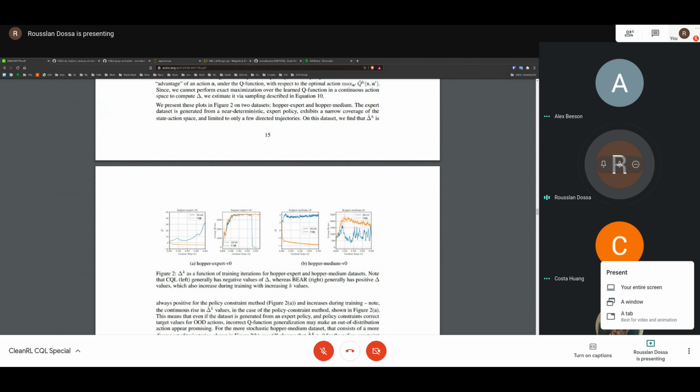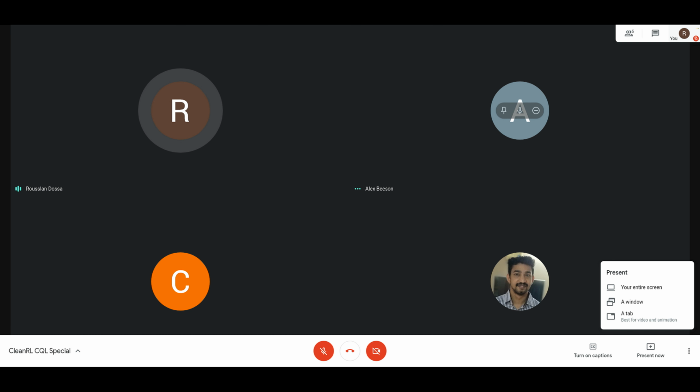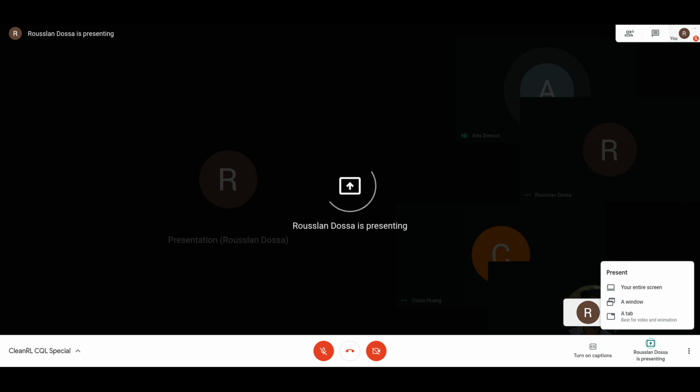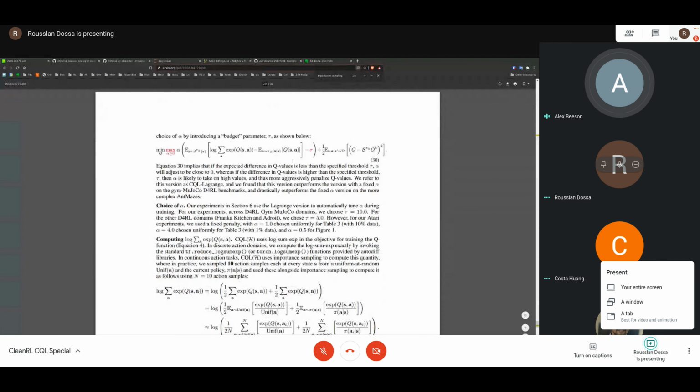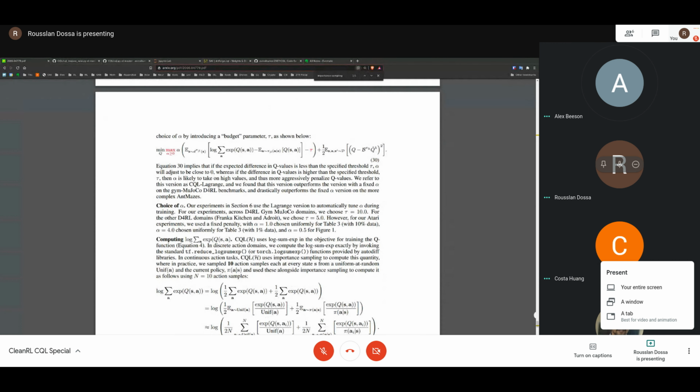Wait, so the importance sampling part just consists in adding the log probabilities? So for the importance sampling bit, if you go to page 29 of the paper, they explain how they do the importance sampling to calculate the log of the sum of the exponentiated Q values. But I haven't tried this bit yet. That bit. The one on the bottom? This one, right? Yes.